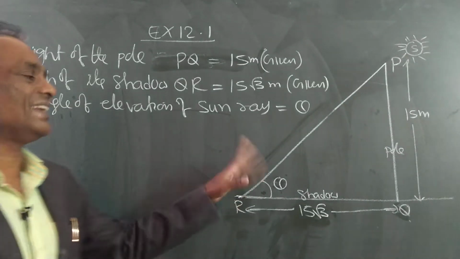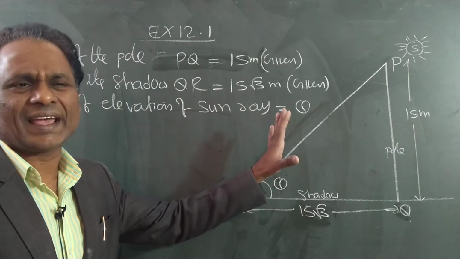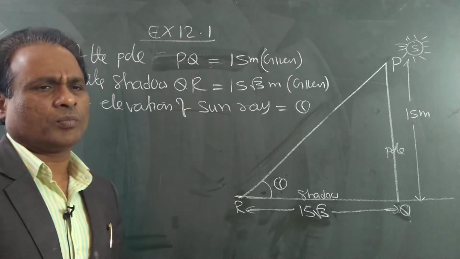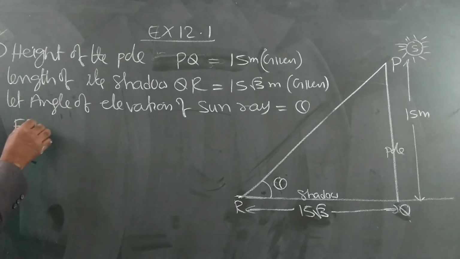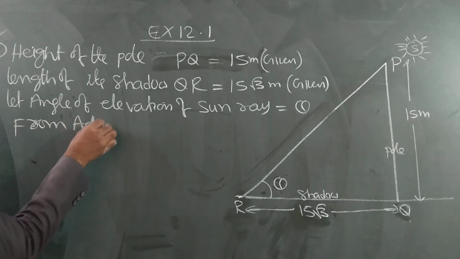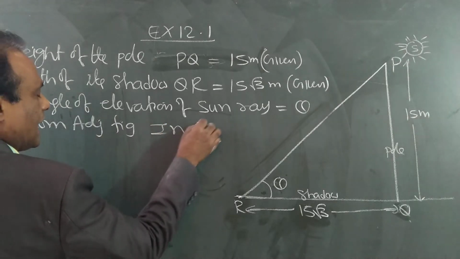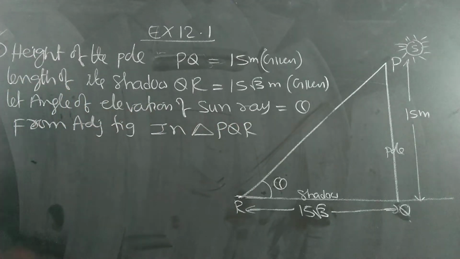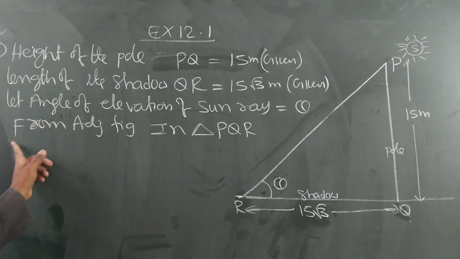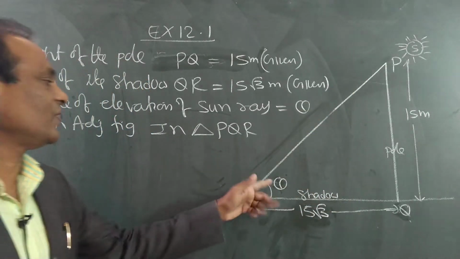Now how do I find theta? Very simple. If you draw the perfect diagram, the procedure is very simple. But just the introduction you have to write. See here. From the adjacent figure, in triangle PQR, I am writing full steps so that you will get full marks. Everything I am describing, I have not started the problem yet.